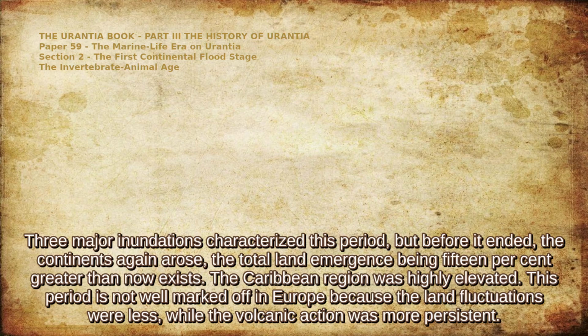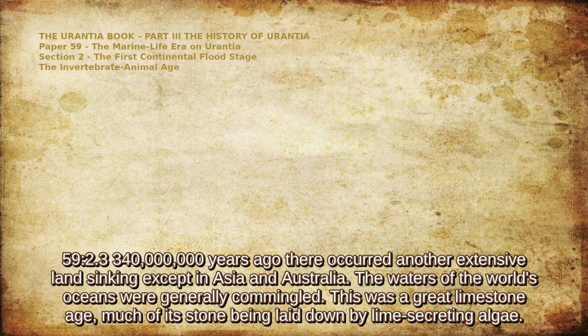This period is not well marked off in Europe because the land fluctuations were less, while the volcanic action was more persistent. 340 million years ago, there occurred another extensive land sinking, except in Asia and Australia. The waters of the world's oceans were generally commingled. This was a great limestone age, much of its stone being laid down by lime-secreting algae.